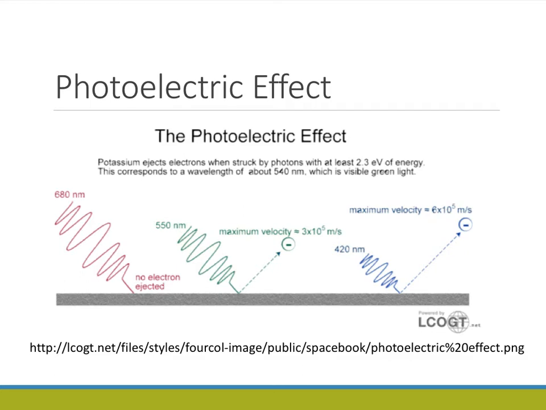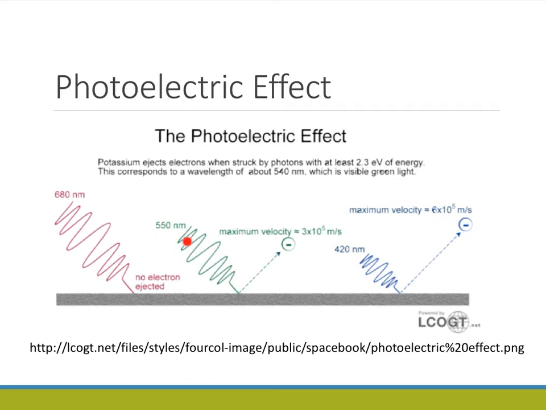Now, for the photoelectric effect, you have to have a minimum amount of energy. Any extra energy, so for example, if you have something with higher energy, the extra energy that is imparted to the electron goes to speeding it up. We can actually see that here in the diagram: red light, 680 nanometers, which is lower in energy than blue light at 420 nanometers, no electron gets ejected because there's just not enough energy to pull that electron off.